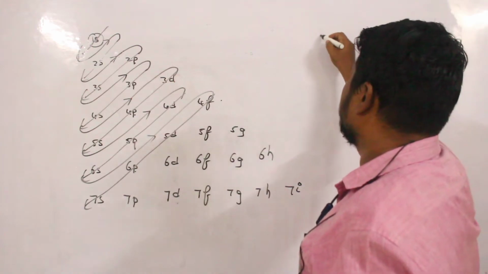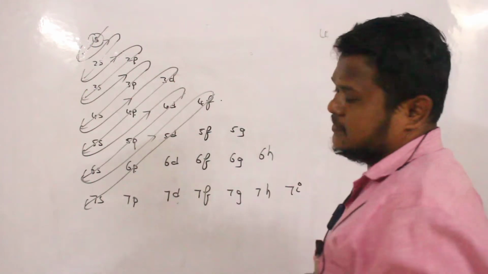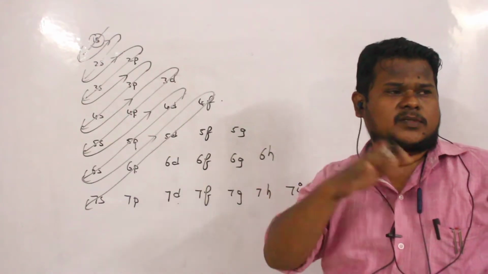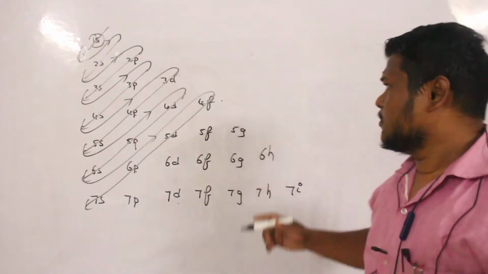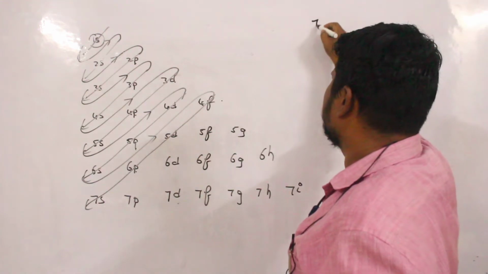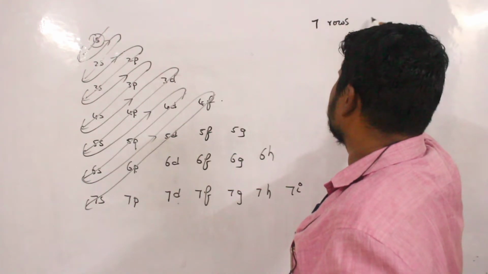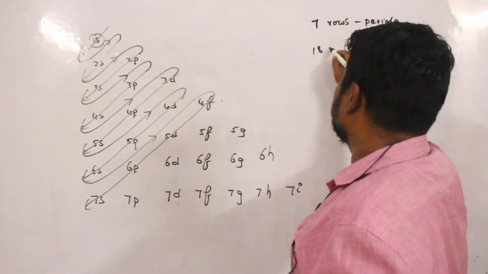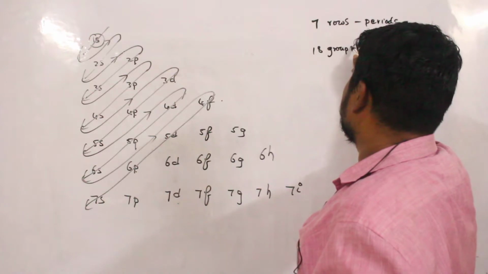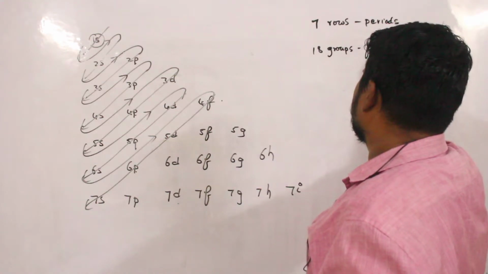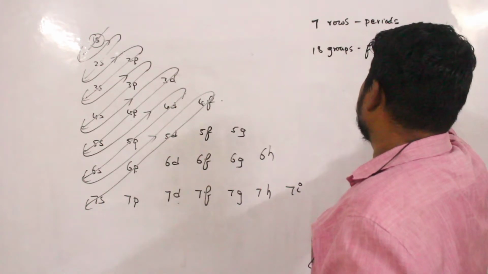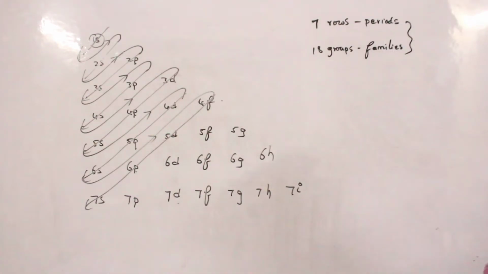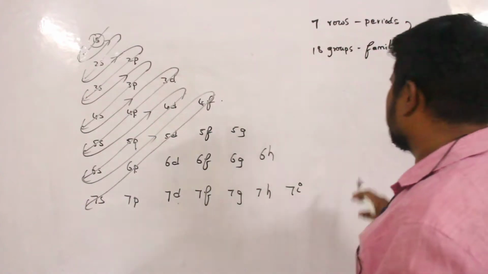They are lithium. So in the modern periodic table, how many periods and how many columns do we have? We have 7 rows in the modern periodic table. You can call them periods also, and we have 18 groups, which you can call families also. Are you able to understand? So in the modern periodic table we have 7 rows and 18 columns.